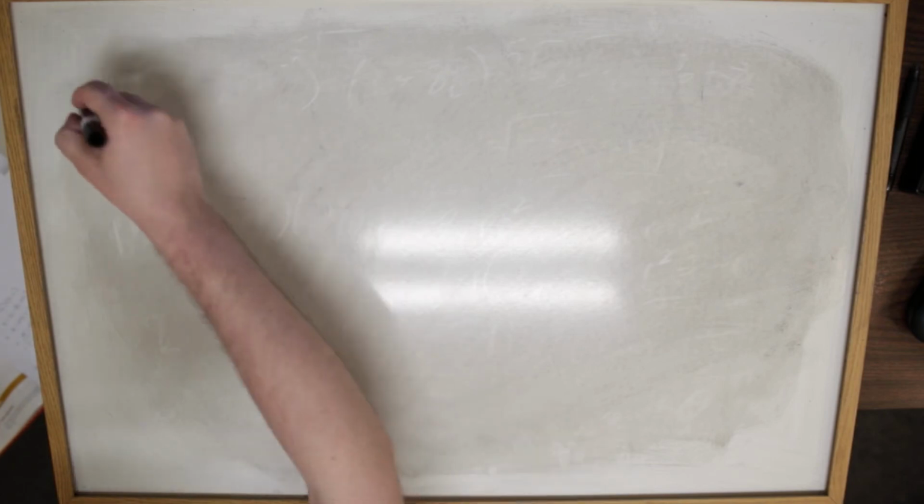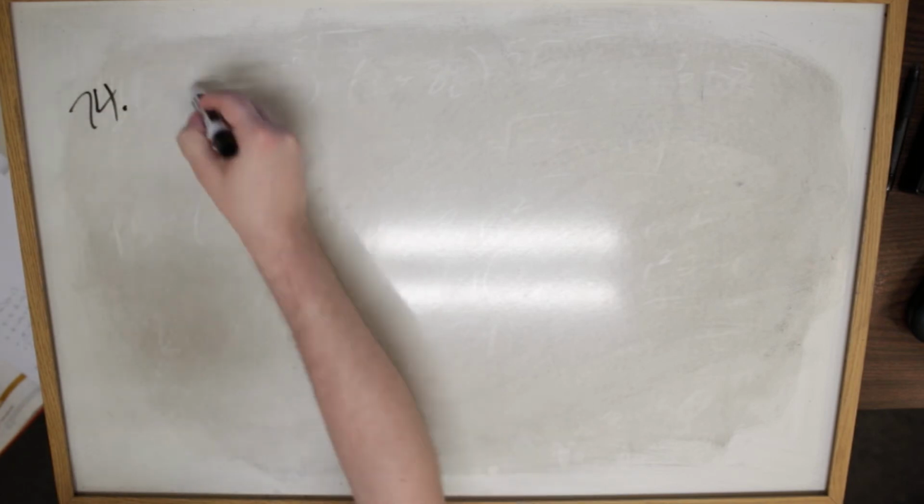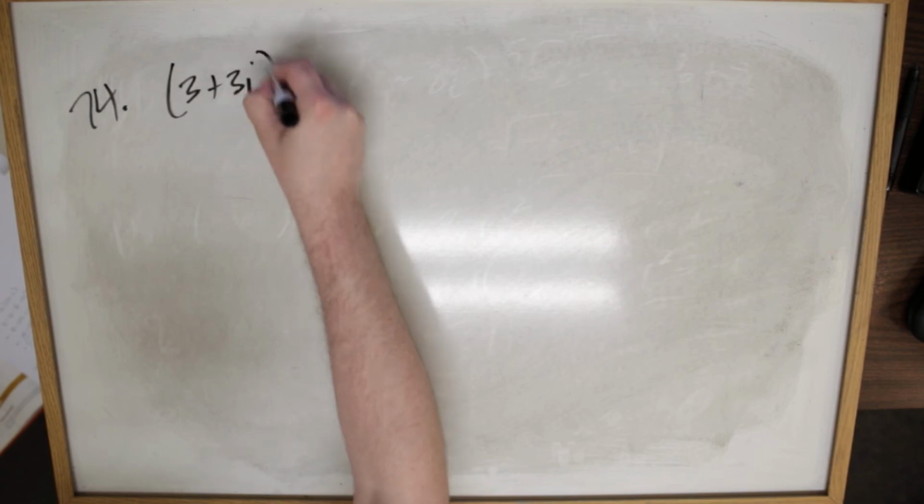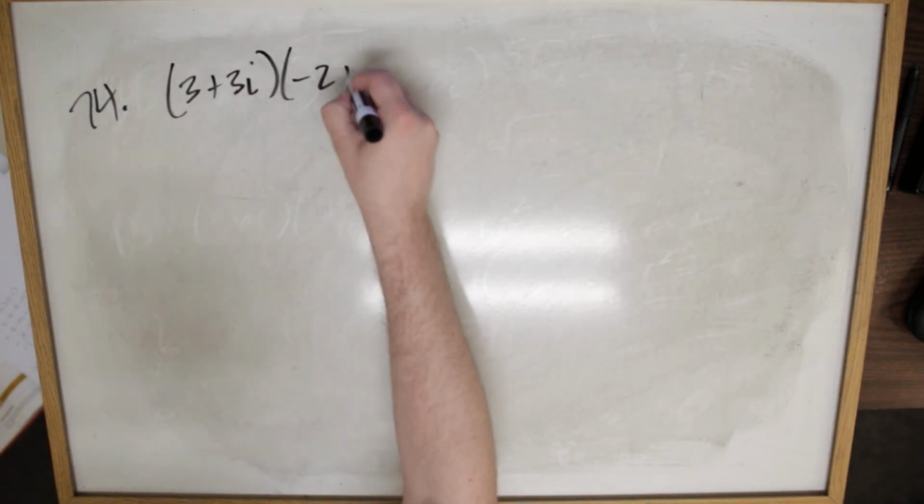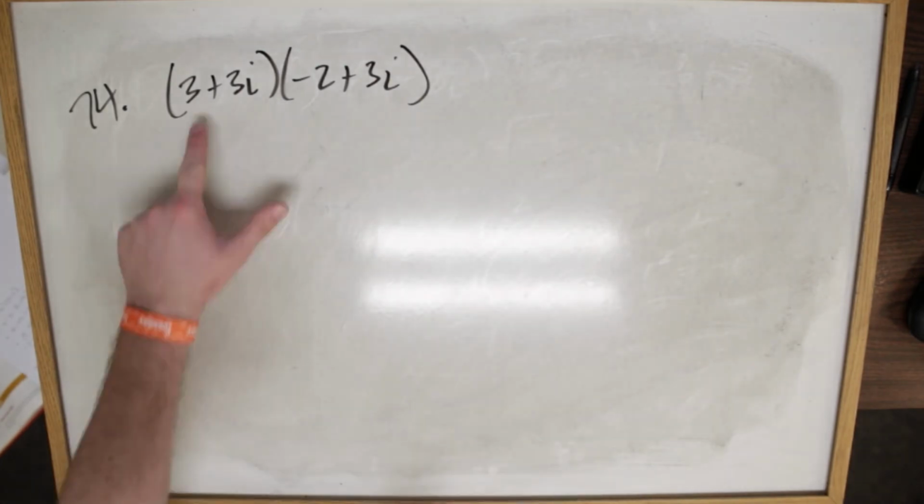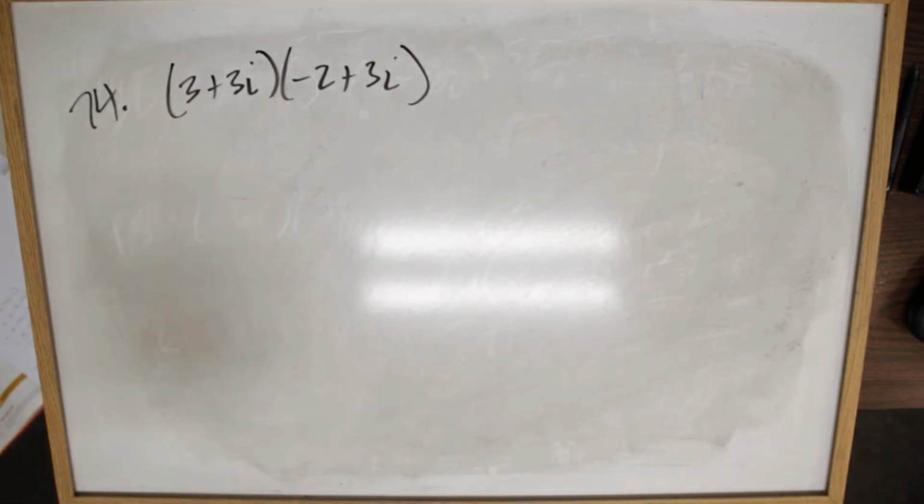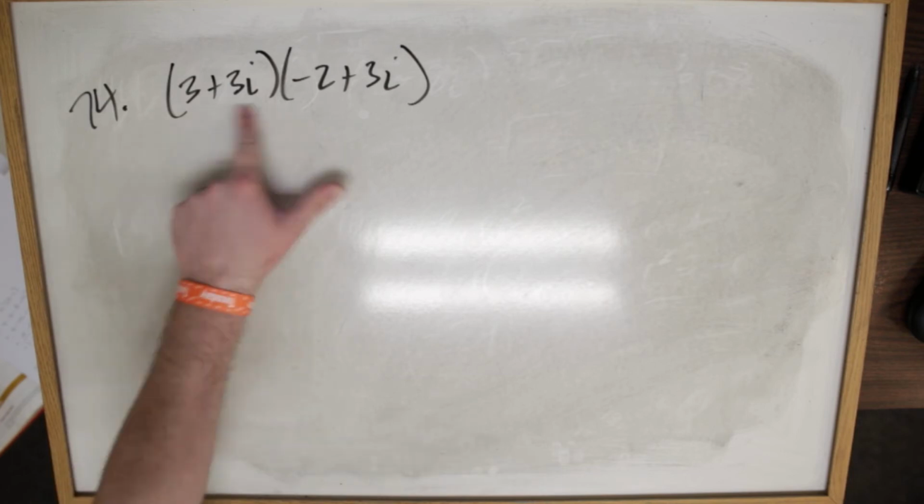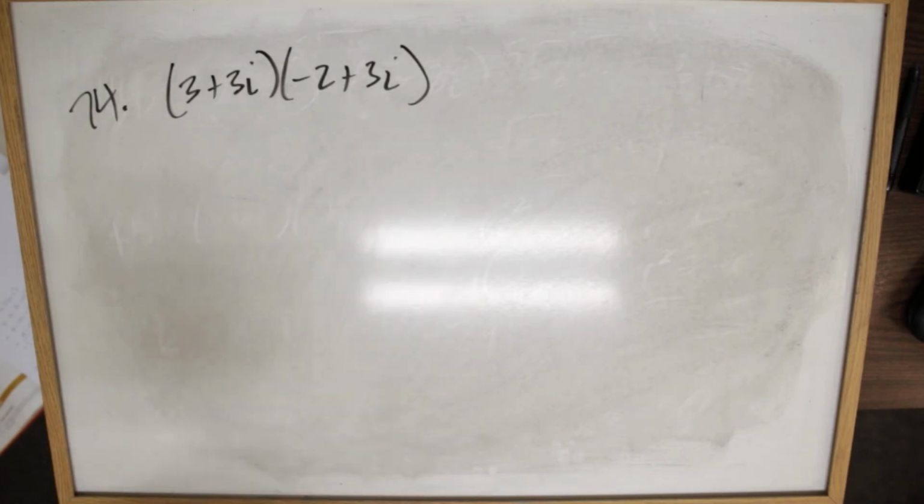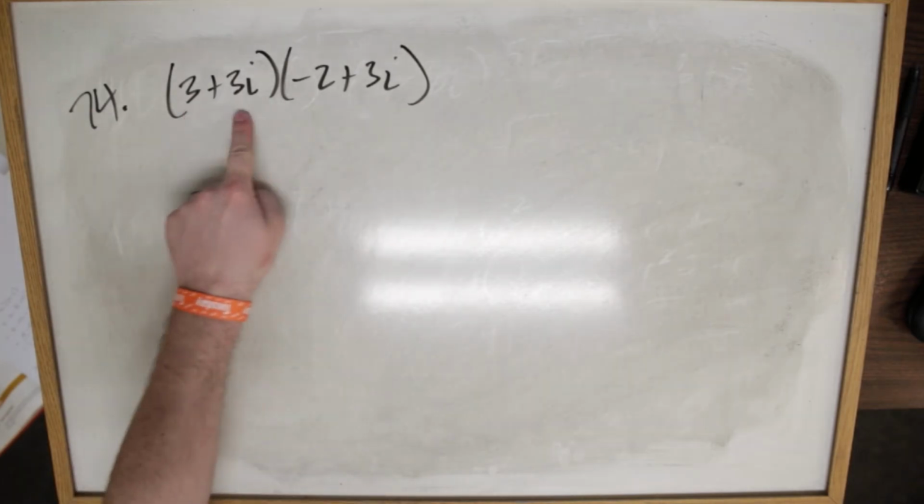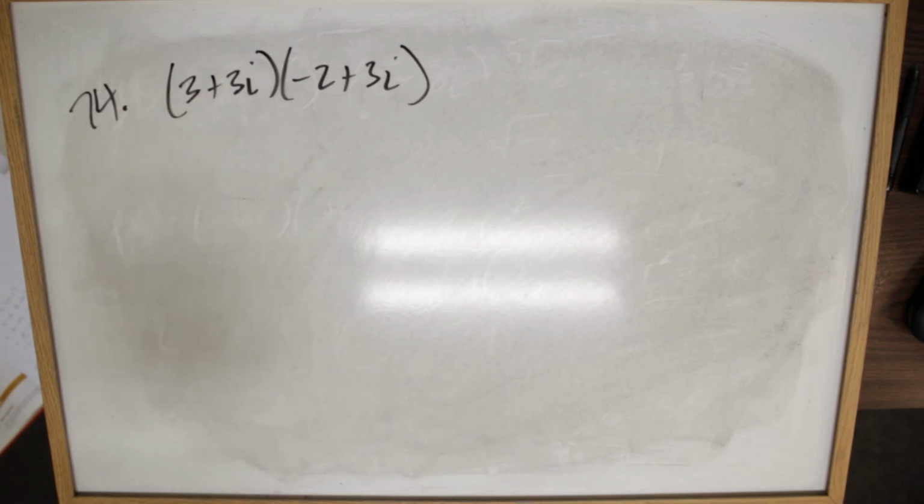All right, so let's go ahead and look at question number 74. 3 plus 3i times minus 2 plus 3i. Okay, so if you notice, each of these individual pieces in this problem are both in standard form. This is the way that we need to write our solution. It needs to look like a plus bi. Okay, so that's the idea.